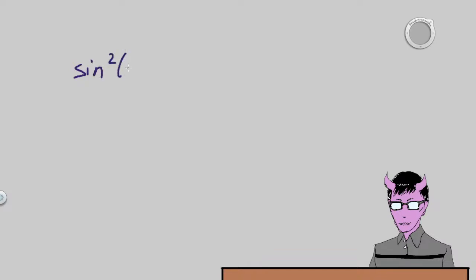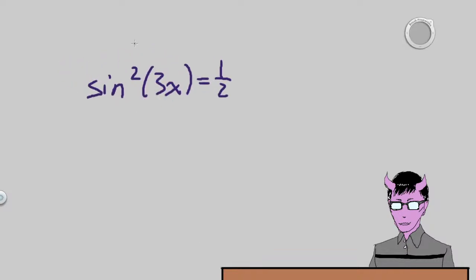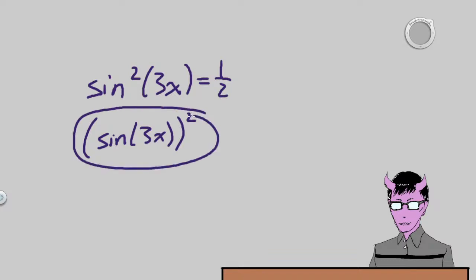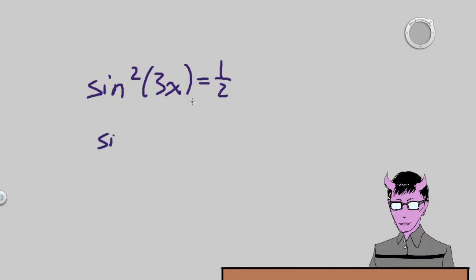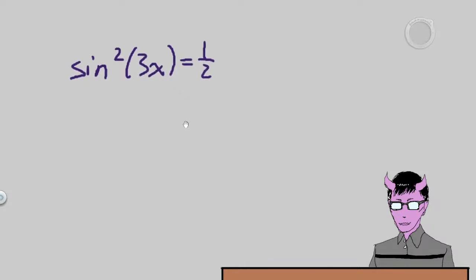We have sine squared of 3x, and that is equal to 1/2. Fairly standard situation. You can just take the square root of both sides. As a reminder, I should have mentioned this earlier, but this notation means that it's this whole entire thing, sine of 3x, the result of which will get squared. This was mentioned in a previous stream, but this is synonymous with that. I just felt that was worth mentioning.